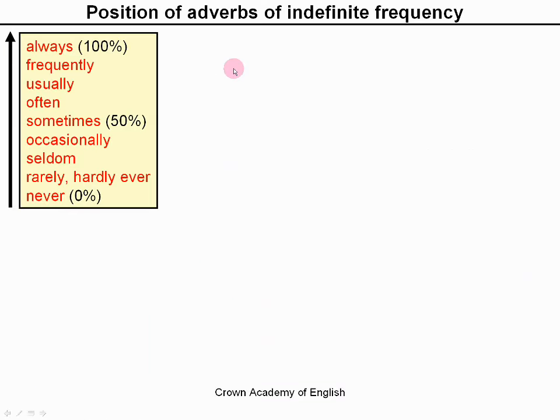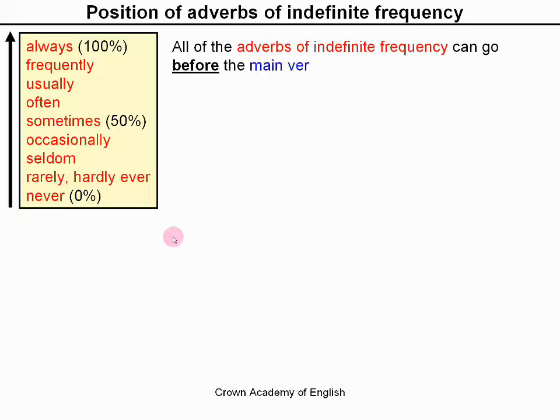Let's look at the position of the adverbs of indefinite frequency. So here is the list. Well, all of the adverbs of indefinite frequency can go before the main verb. So all of them, so it is a general rule, go before the main verb. For example, I always play football. Play is the main verb, and we put the adverb before it.